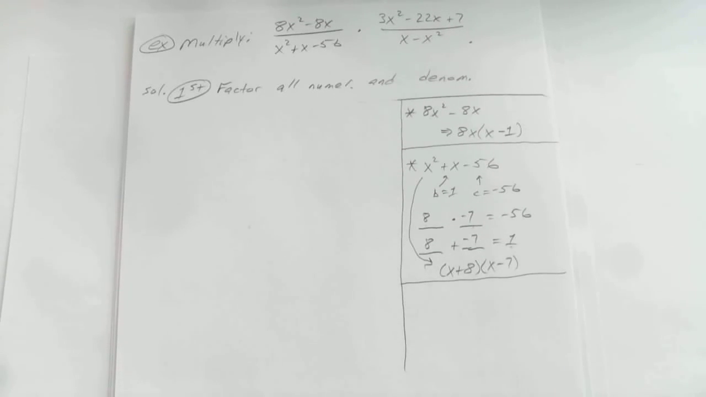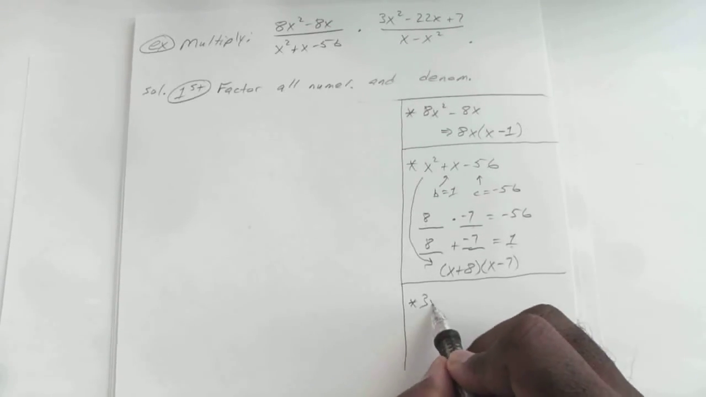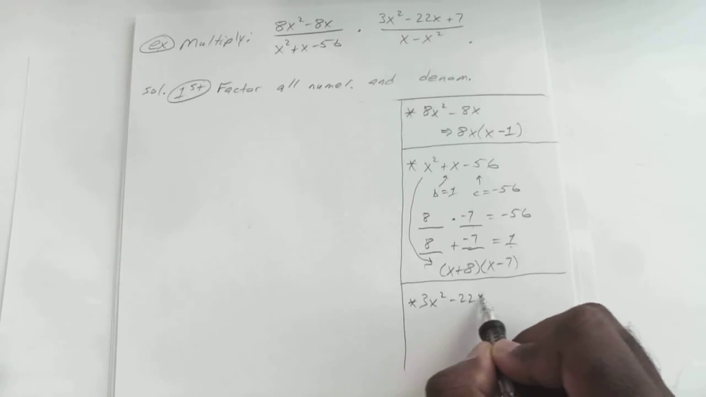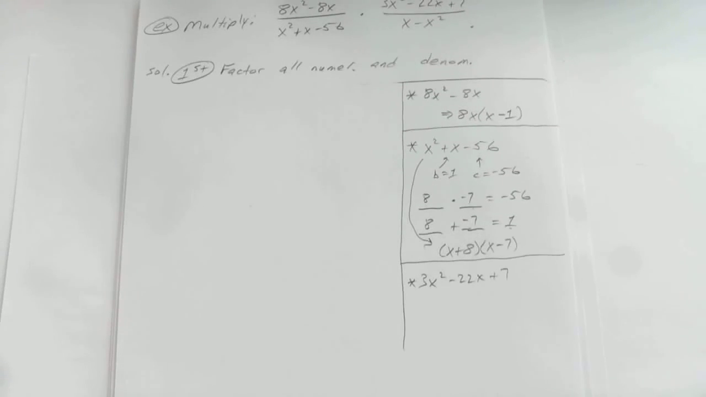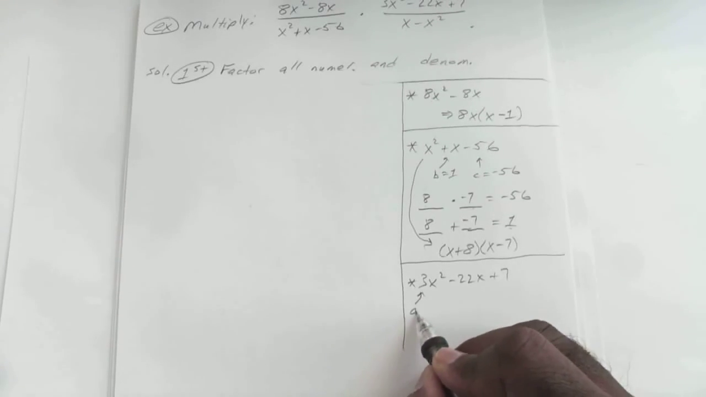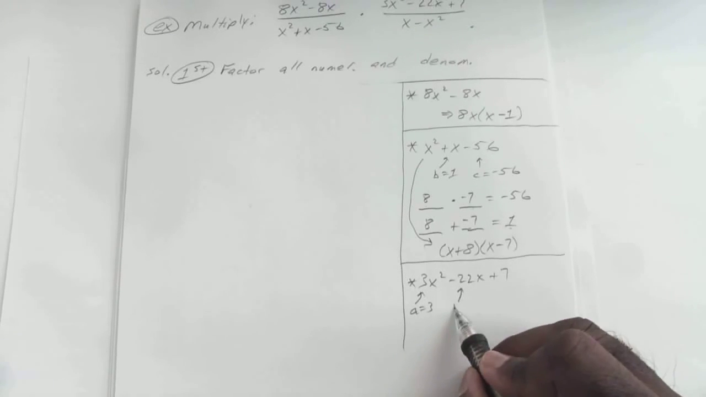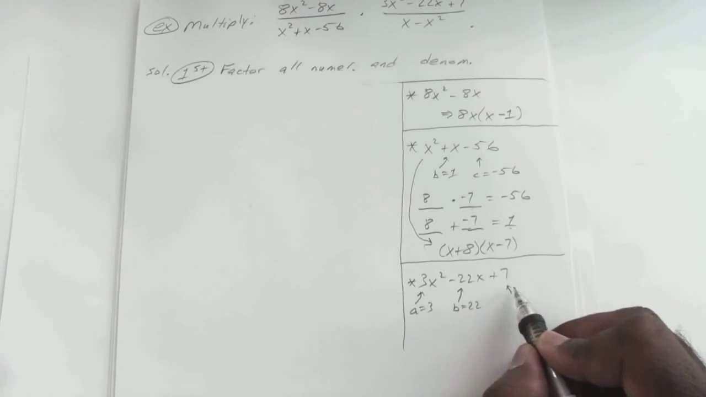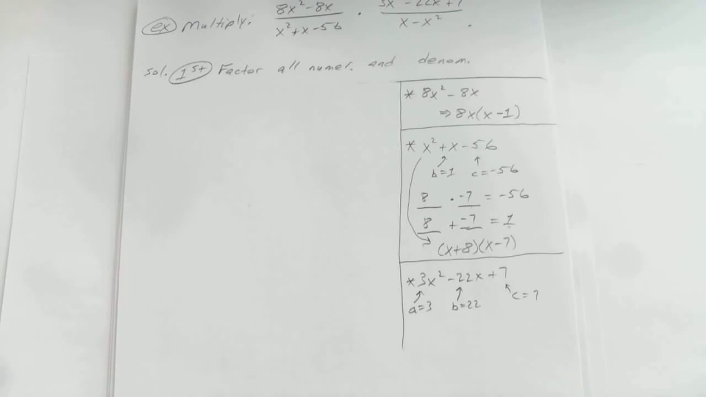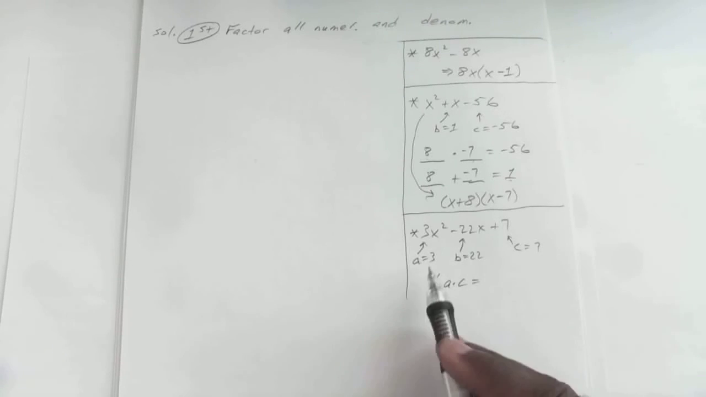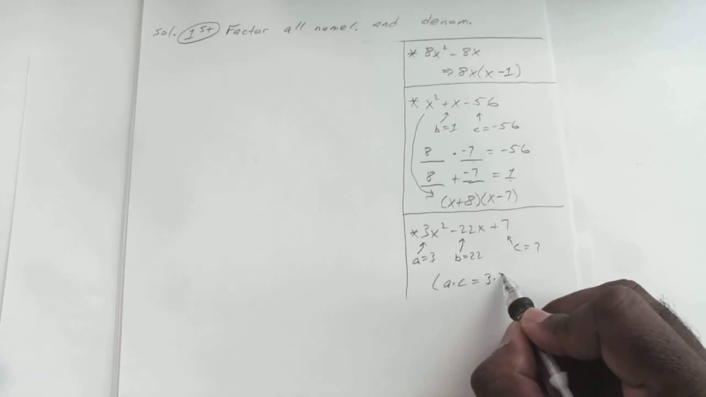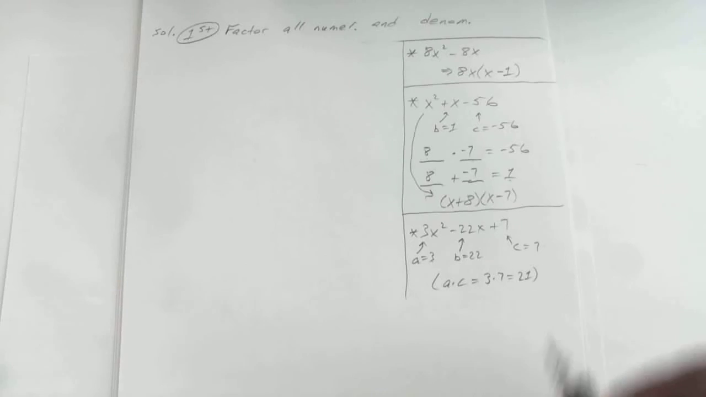So now we have to do 3x squared minus 22x plus 7. Okay. So it's not a perfect square trinomial, so we have to do the a times c method. So we know that a is equal to 3, b is equal to 22, and c is equal to 7. Which means that our a times c is 3 times 7, which is 21.